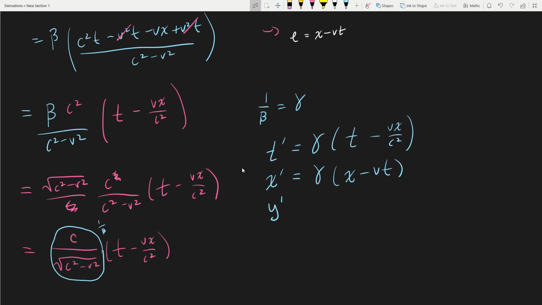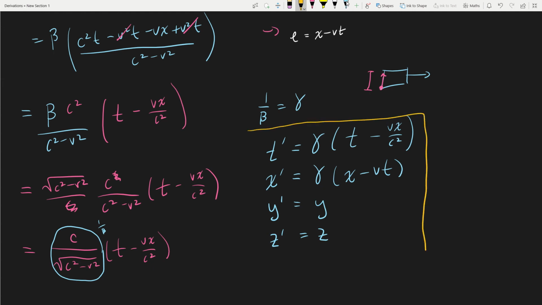I've already mentioned that y prime is equal to y. Remember, we're traveling in this direction. For a photon that's flashing, the vertical component does not get changed by this coordinate transformation. Okay, this vertical distance is the same for both observers. And then also we get z prime equals z. So there you have it. It took several videos, but here is the Lorentz transformation.